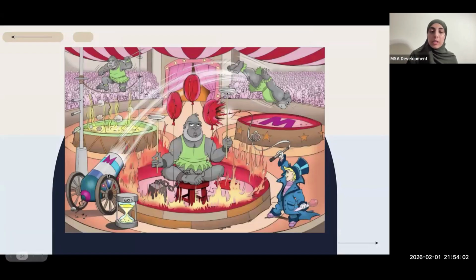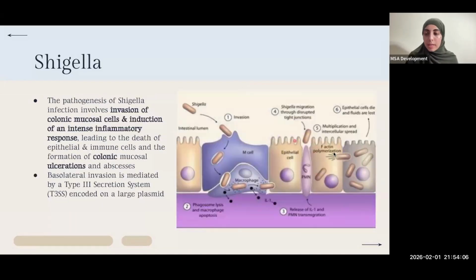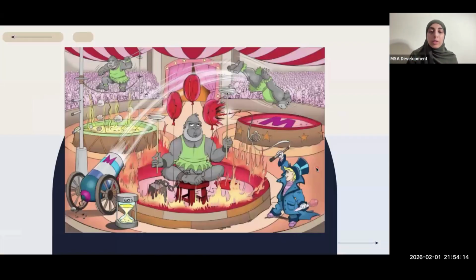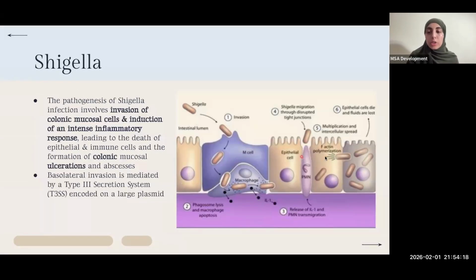So remember the M cells, remember the cannon, and I did forget to mention, the cannon is actually the actin polymerization. So basically what's pushing the Shigella, because remember, it's non-motile, okay? Remember the chain around the chimpanzee? It's non-motile, so it needs something to push it. And what's pushing it? Actin polymerization. You know, actin is the cytoskeleton of the cells. It will polymerize and push the Shigella out of the cell into the nearby enterocyte. Okay? It's just something that I forgot to mention.